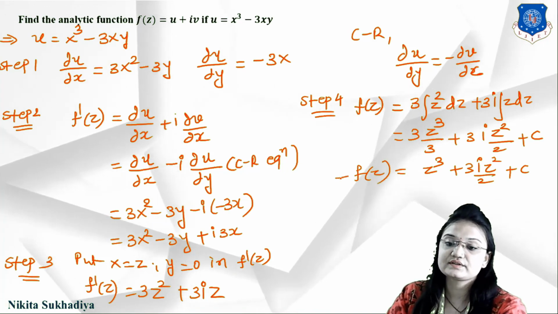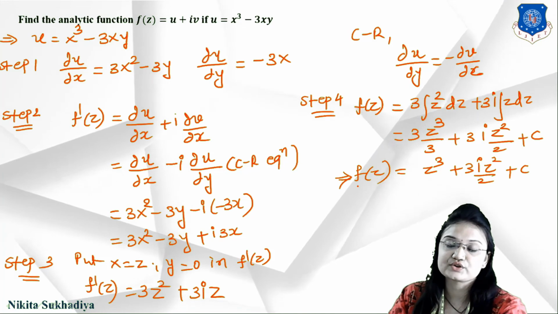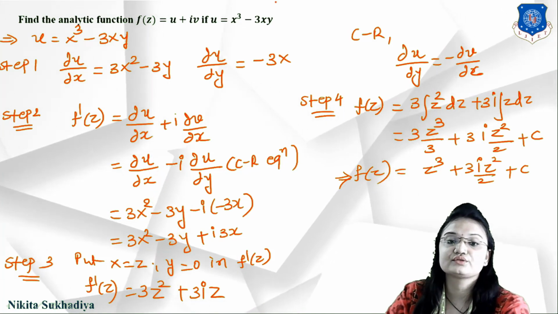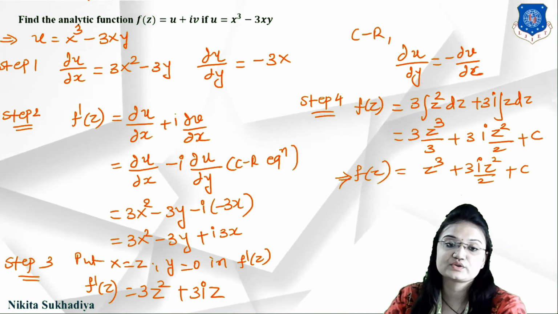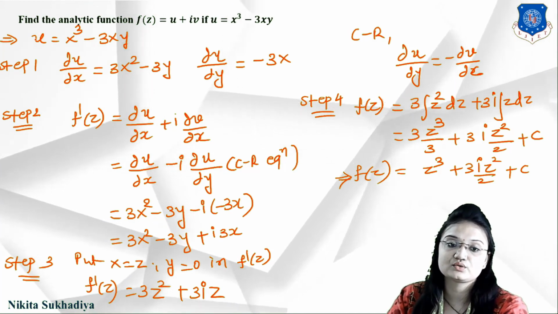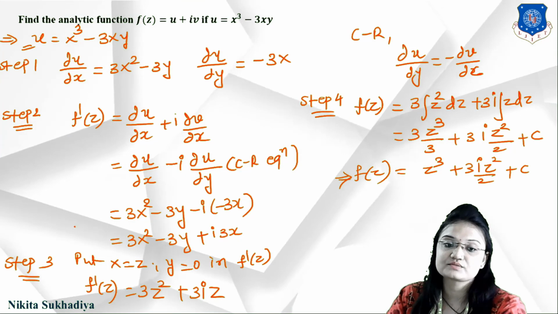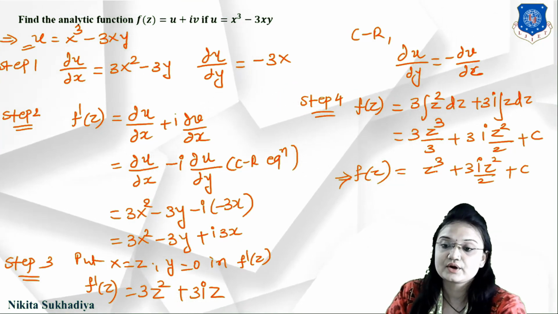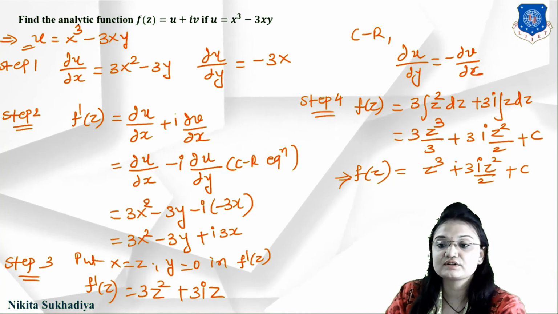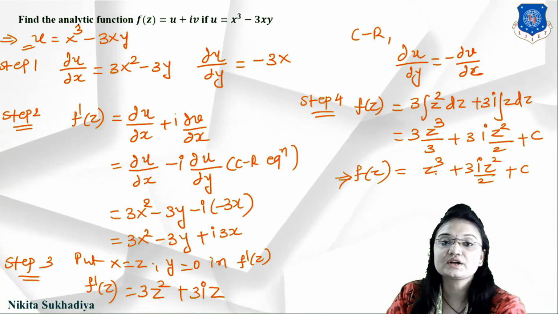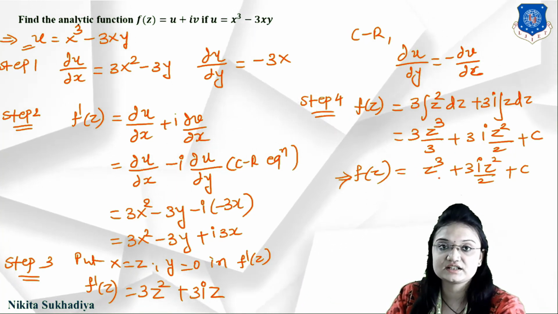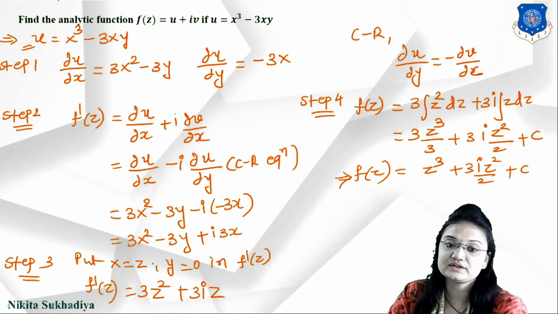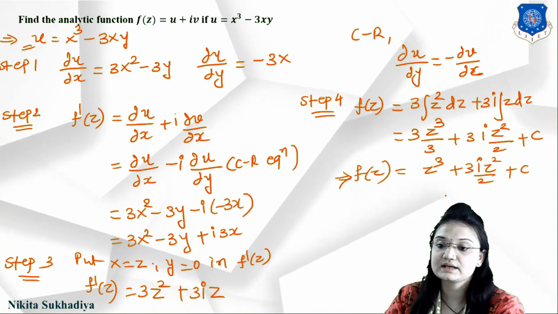So finally we get our answer, the function f of z, which is our analytic function from u. In this question we were given only u, but by using the Milne-Thomson steps we get our function f of z. Now by putting z equal to x plus iy here, and separating the real part and imaginary part, we will easily get our u and second our v.